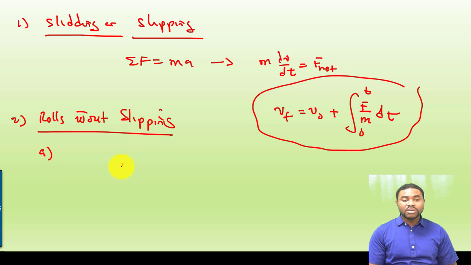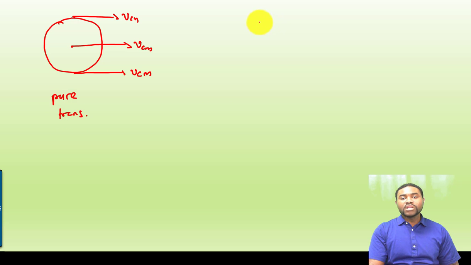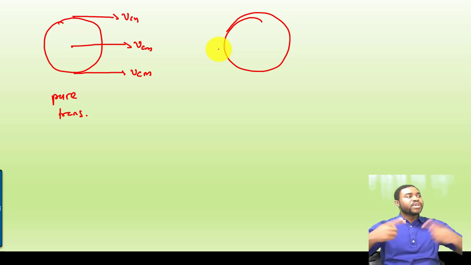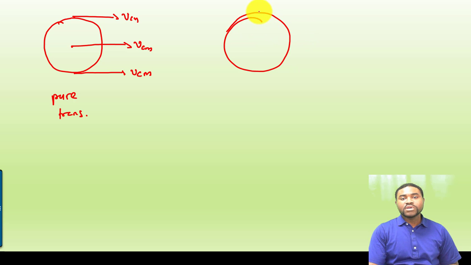So if you have an object like this, it is interesting when you look at it this way. If you have an object that is slipping, the entire object, it doesn't matter where you are located, you will have one velocity. This is pure translation. But when an object just rolls and slips, it will spin at one spot. You understand that, right?